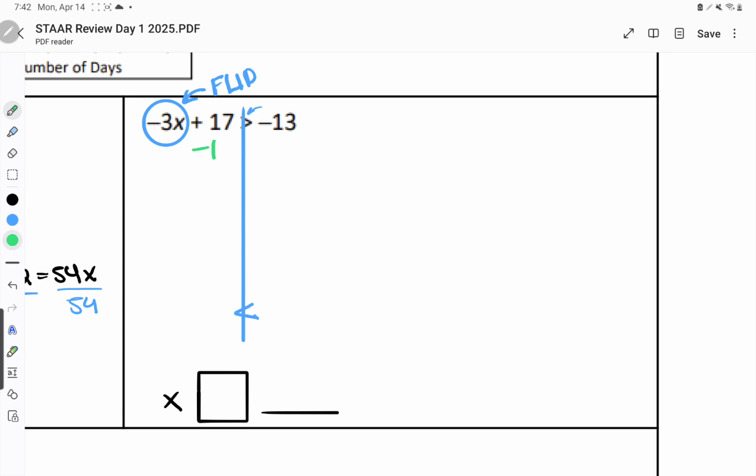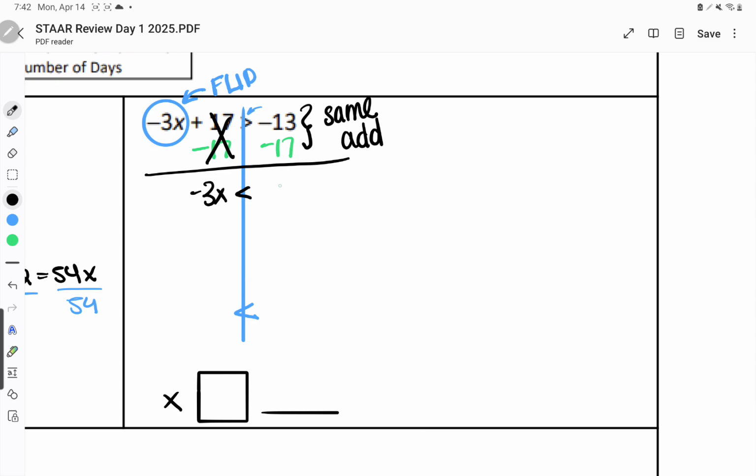How do I get rid of positive 17? Negative 17. And then I draw my line, drop down my negative 3x. Remember, we flipped because we circled a negative. These right here are same signs or different signs? They are same signs. Same signs add or subtract. They add. 13 plus 17 gives me 30. And then remember, I keep the sign of the bigger number, so that gives me a negative.